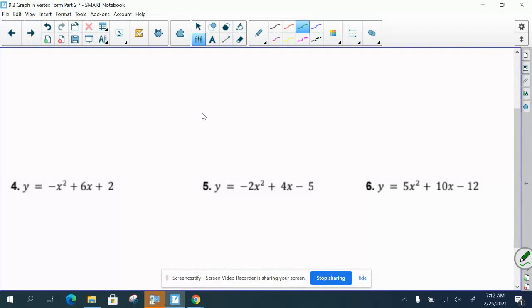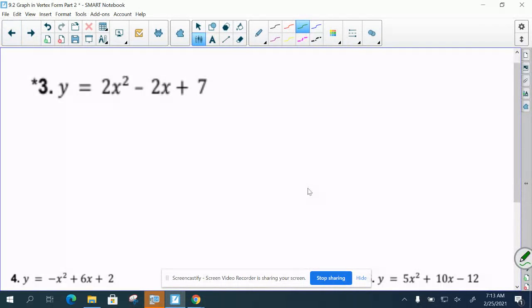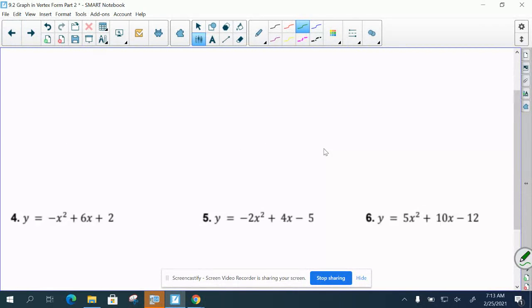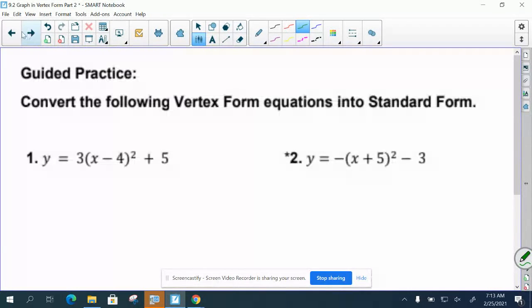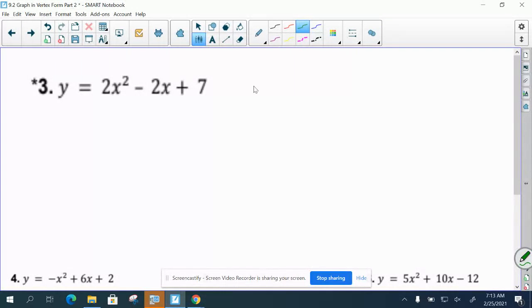So I want to do a fraction one though. So number 9. Let's do a fraction one. Where is number 9? I don't see number 9, so I'll just write it here. y equals 0.5x squared plus 2x plus 7.